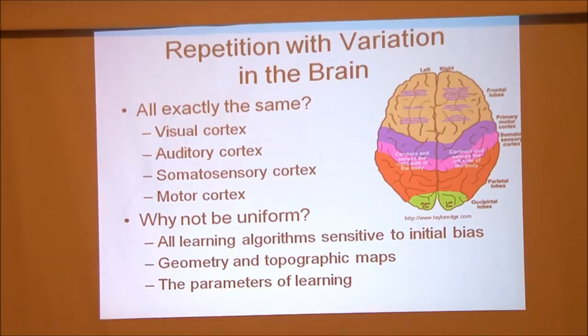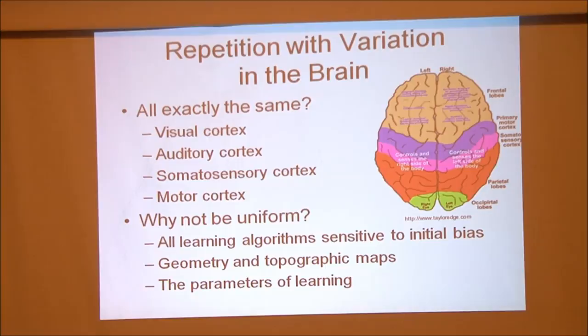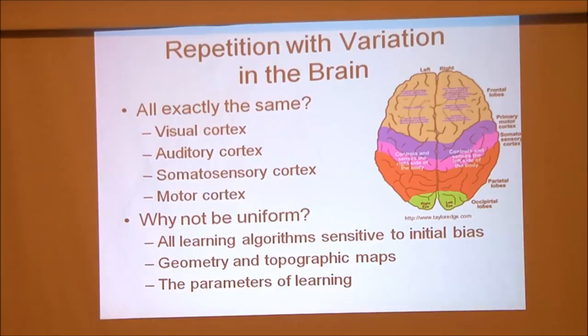Things like geometry and topographic maps. I mean, we have a lot of topographic maps in the head. We have a retinotopic map, we have a somatotopic map, and there's all kinds of topic maps in the brain. And these structures basically capture some kind of isomorphism between the geometric structure of the connectivity of the neurons in that map and the geometric structure of the sensory area, or the sensory receptors from which they receive input.